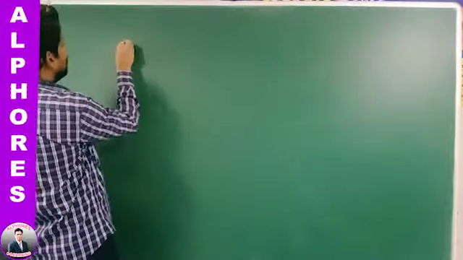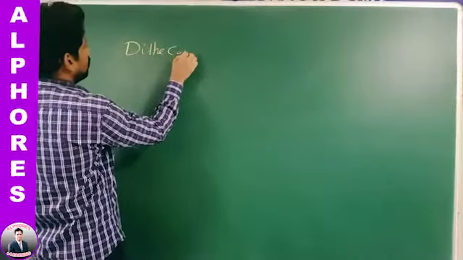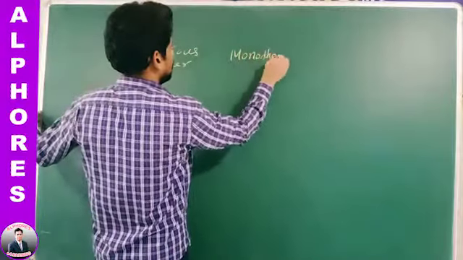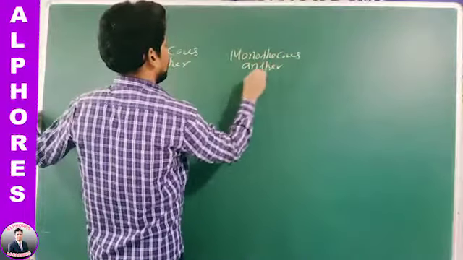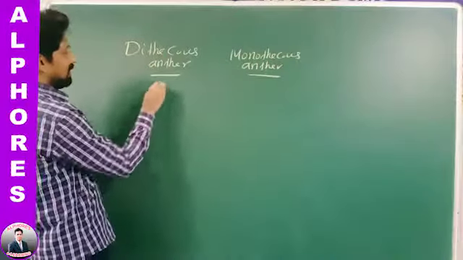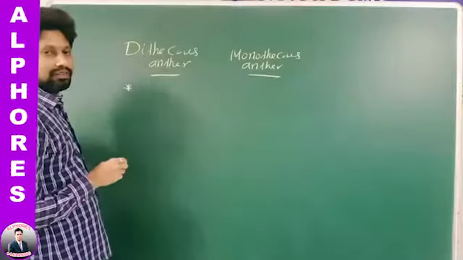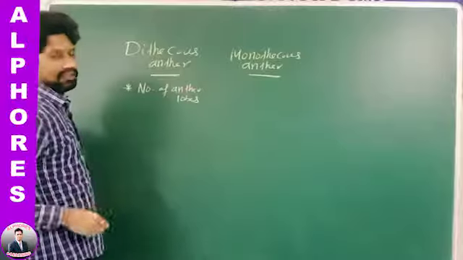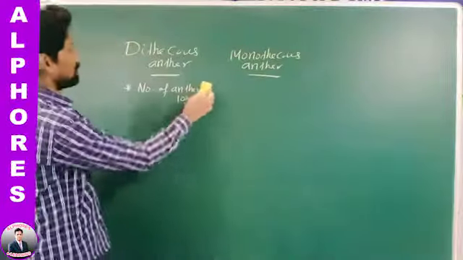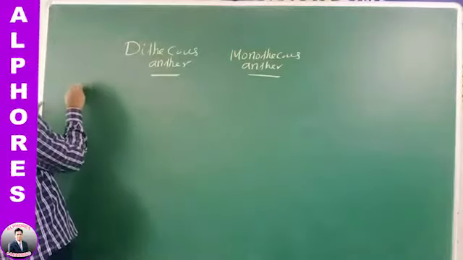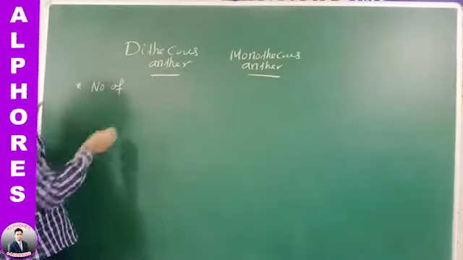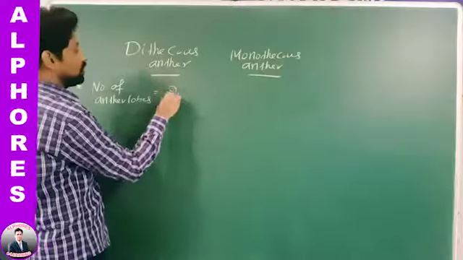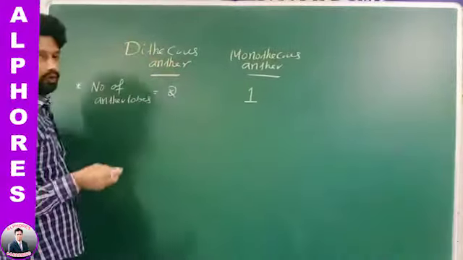Now listen here. Take Dehiscence anther and monothecous anther. Number of anther lobes: in Dehiscence anther, how many anther lobes are present? It is better to write here, it will be easy for you. Dehiscence anther has 2 anther lobes. Monothecous anther has how many anther lobes? 1 anther lobe. Next one.